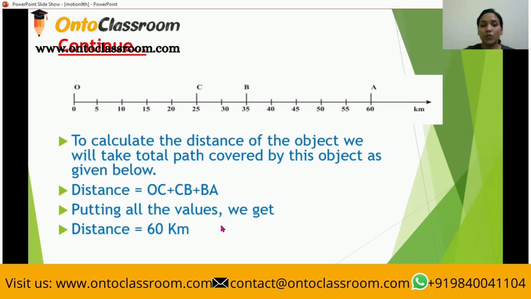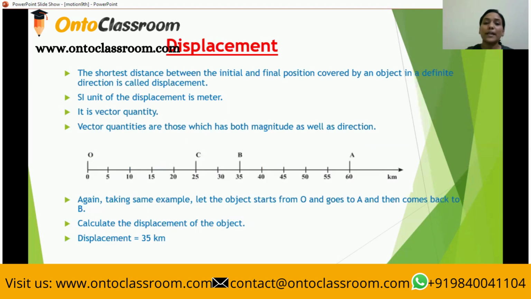Now moving towards the next topic, that is displacement. What is displacement? Displacement is the shortest path between the initial and final position in a definite direction. It will be much better to explain with an example. Before that, what is the SI unit of displacement? Displacement is also a length, and length is measured in meters. So the SI unit of displacement will be meter only.